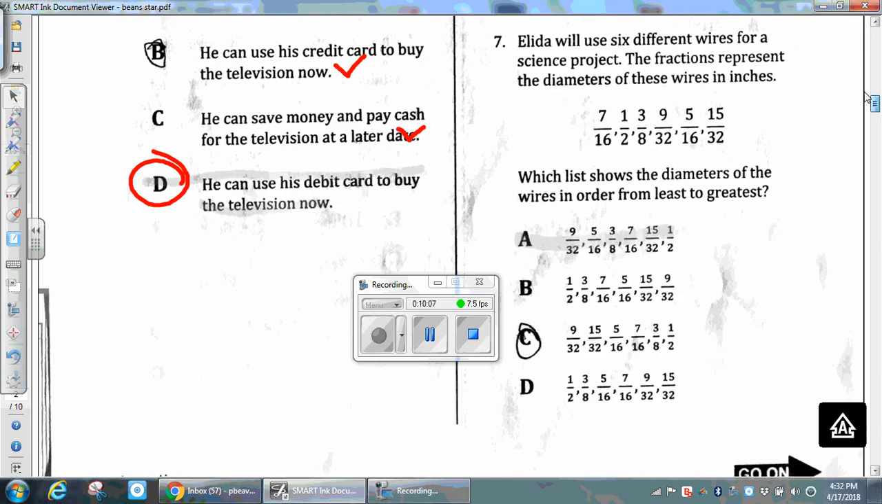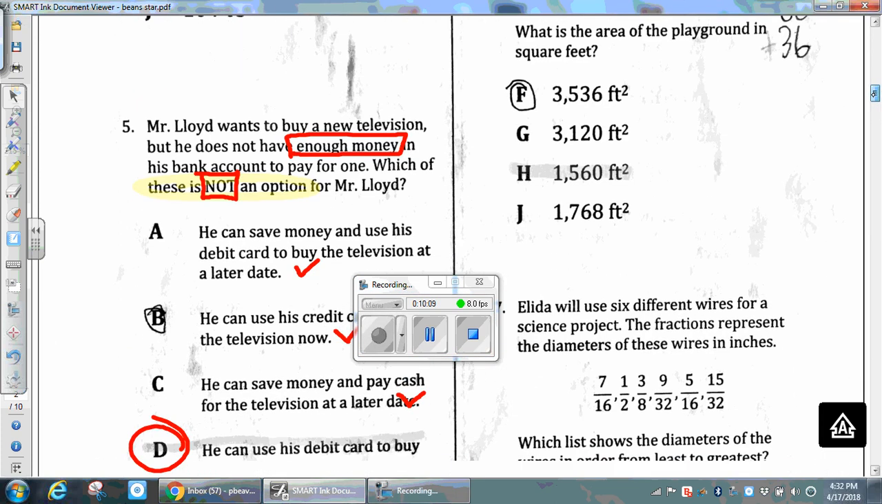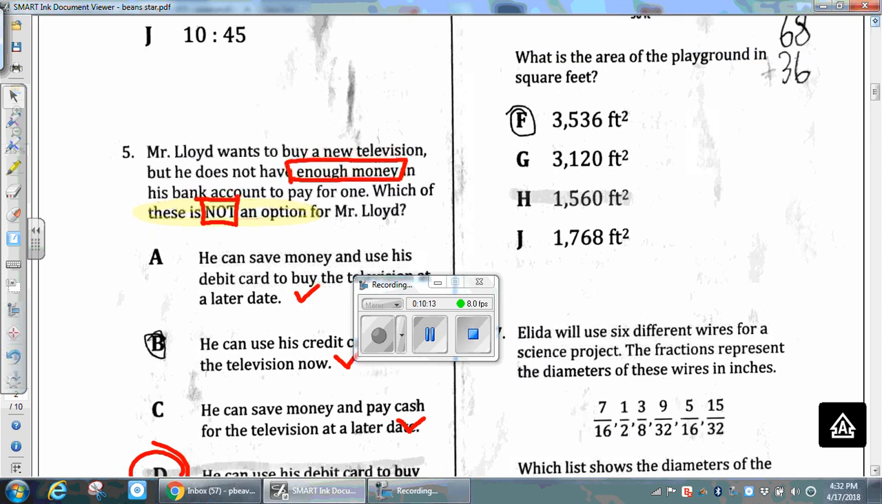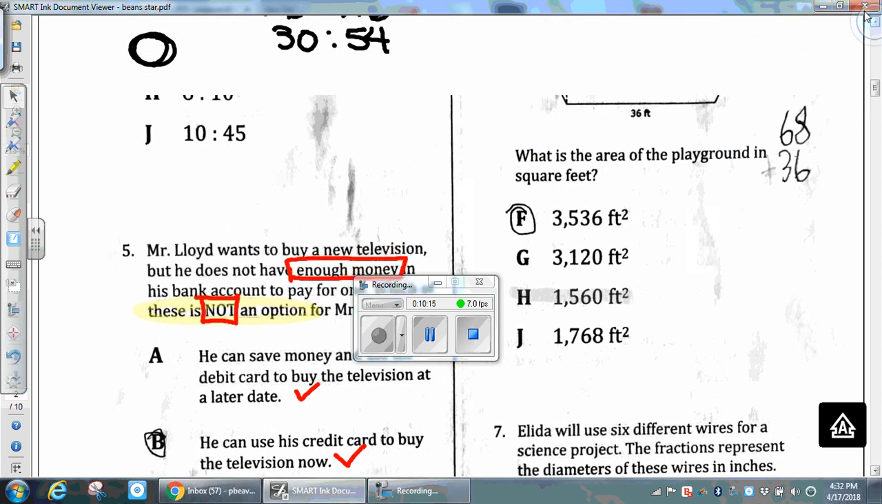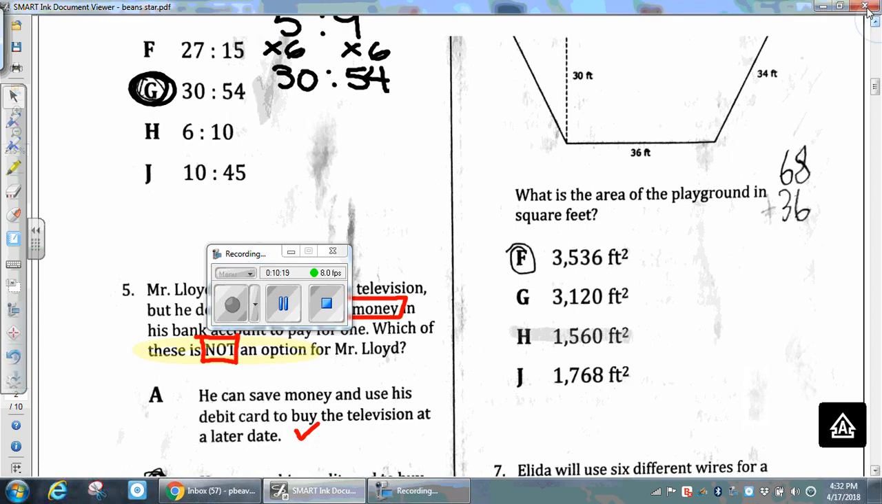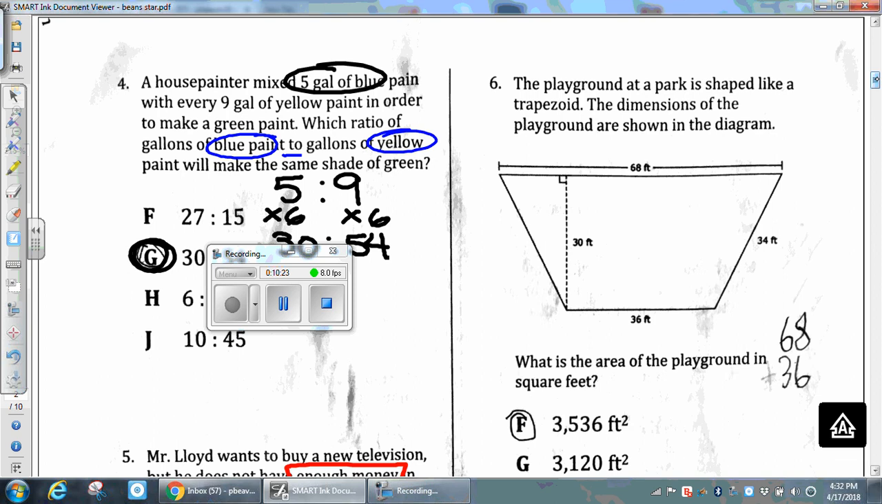So let's go ahead and move on to question six. Okay, so we have here an area problem. And so we have something that looks like a trapezoid. It is a trapezoid, actually. And so we have a playground. The playground at the park is shaped like a trapezoid. The dimensions of the playground are shown in the diagram. So let's review that. And the question is, what is the area?